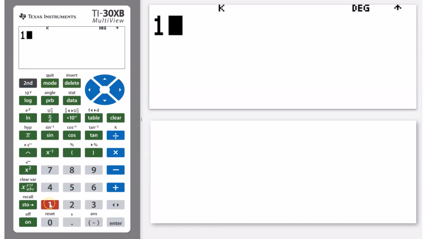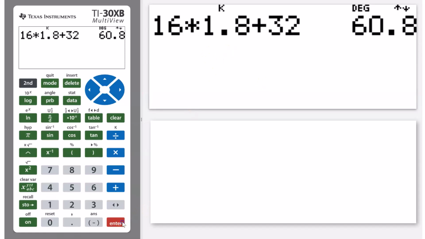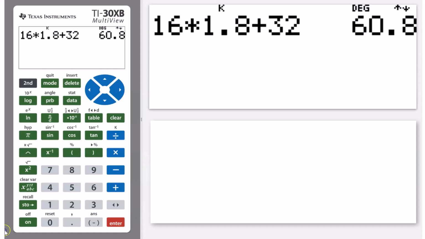Now if I type in the 16, because I have that as a decimal, my answer should be output as a decimal as well. So there you can see 60.8. It really just depends on whether you're using a decimal or a fraction, what type of answer you're after, especially depending on the textbook or the resource that you're using.